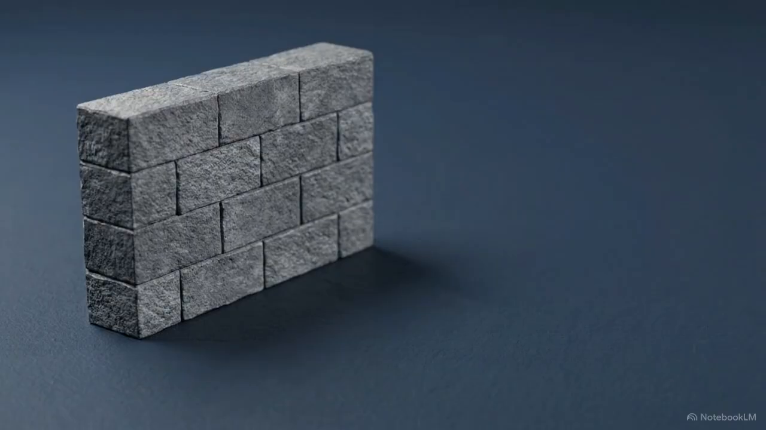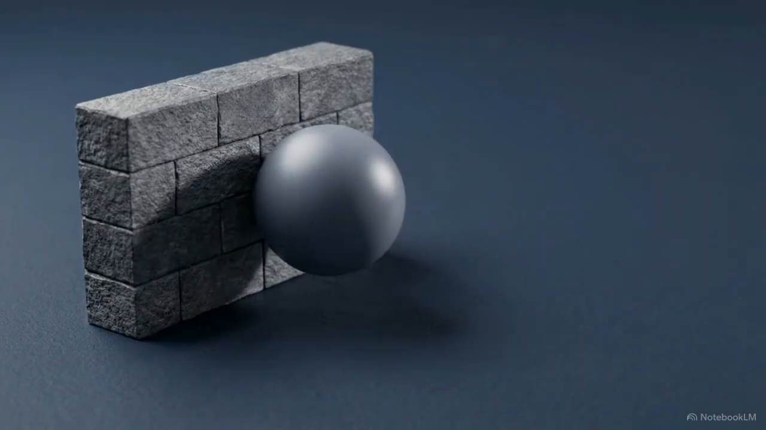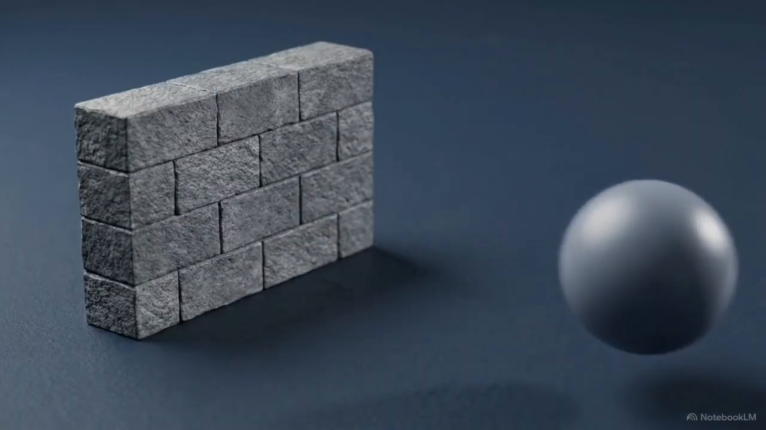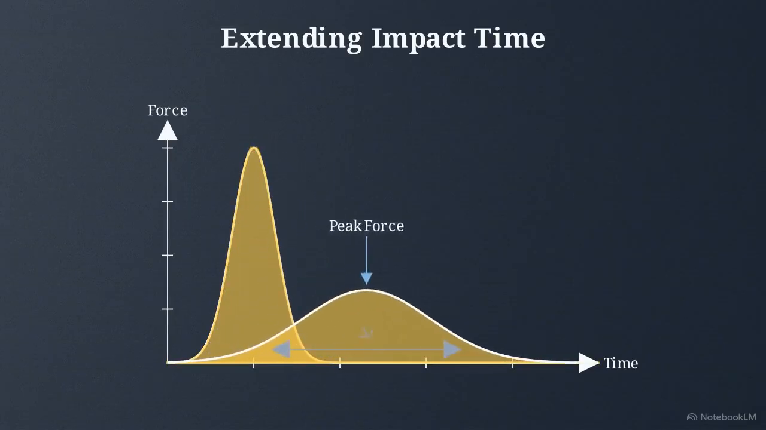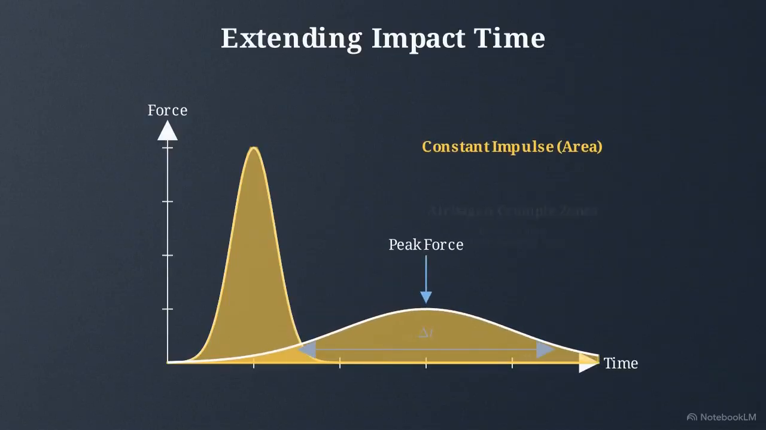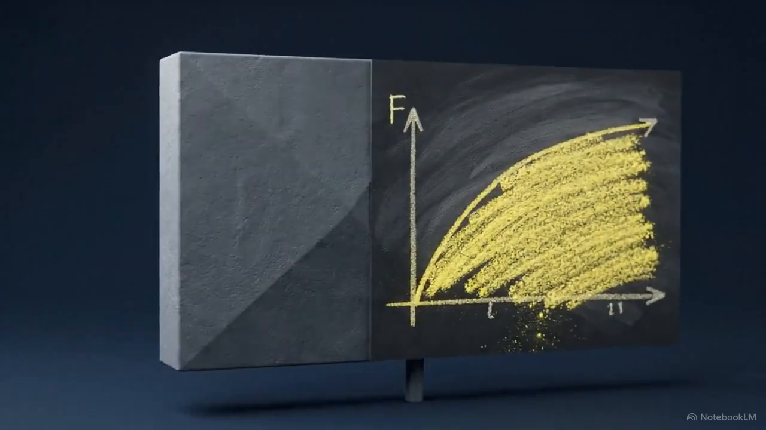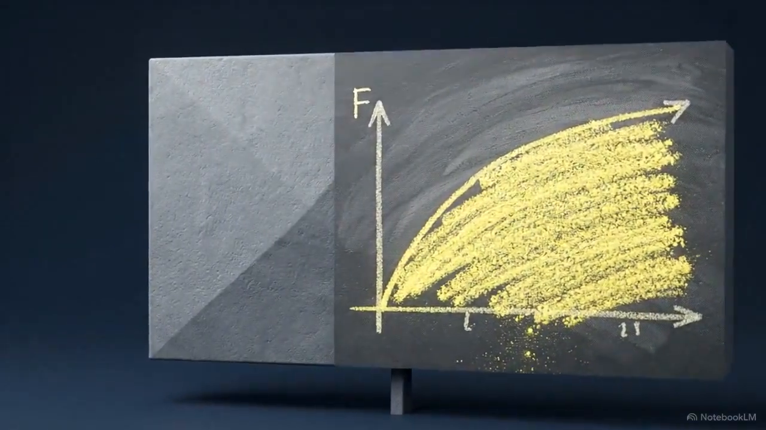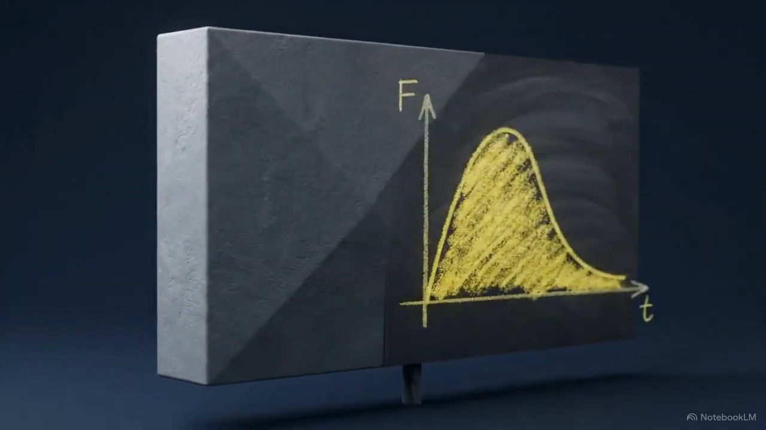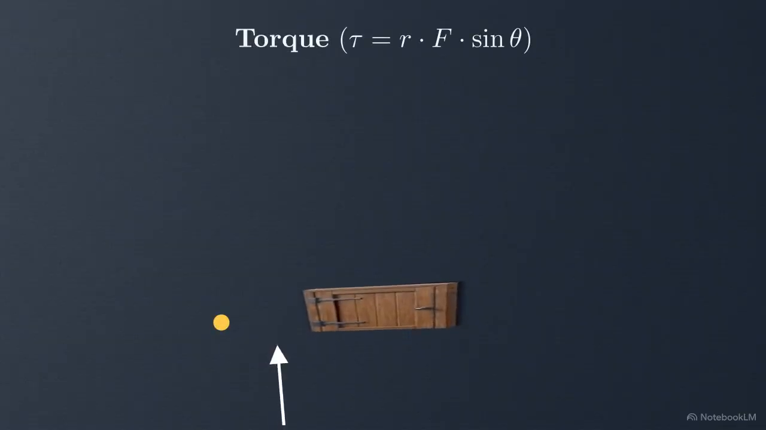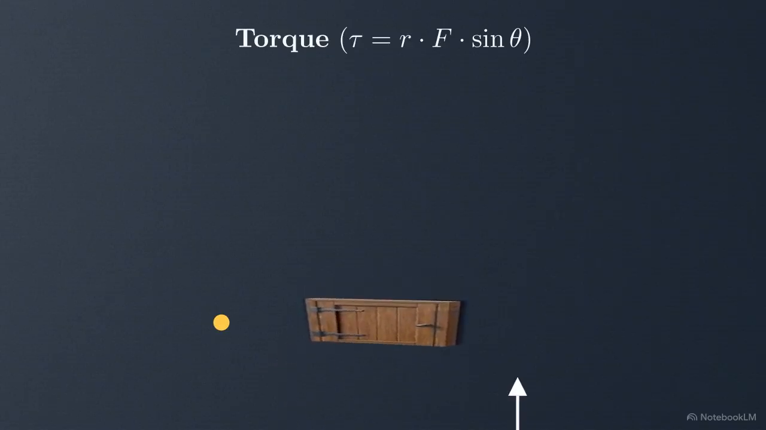To change an object's momentum, you apply a force over a span of time. This interaction is called impulse. Extending the time of an impact lowers the peak force, which is how airbags and crumple zones reduce the severity of a crash. By tracking energy states and momentum exchanges, you bypass the need to calculate the complex, real-time forces occurring during rapid interactions. Rotational physics maps the foundational laws of linear motion onto a circular path.